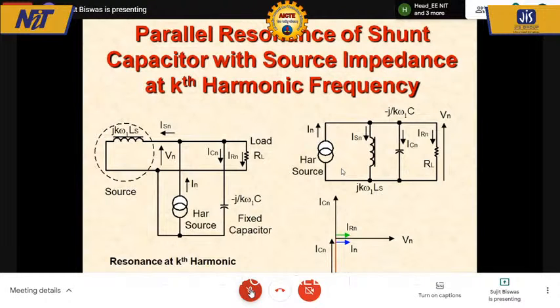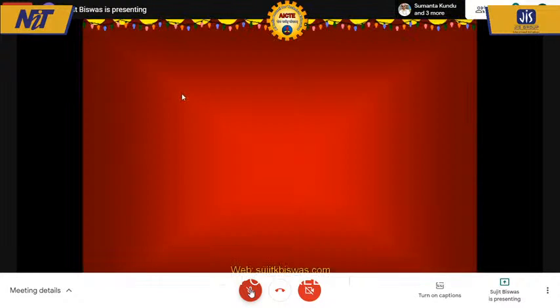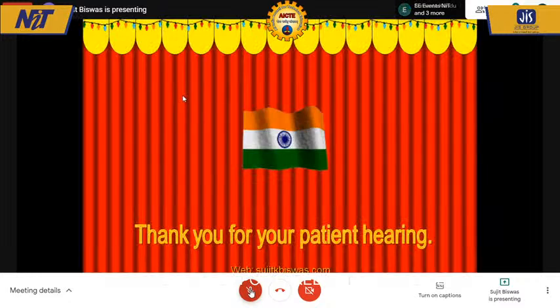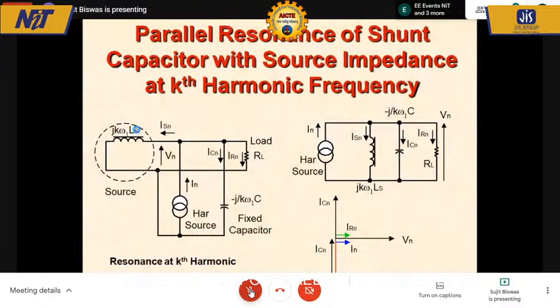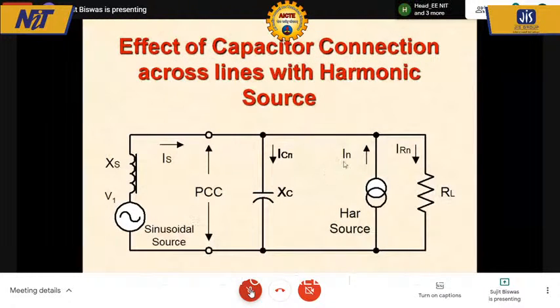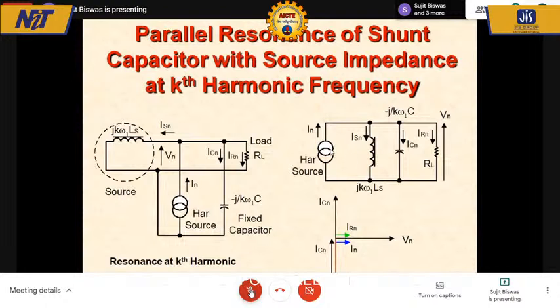What I'm trying to show you here is the equivalent circuit of the system at the kth harmonic. I have assumed a particular kth harmonic for this structure. n is the general word, it's the nth harmonic, but at a specific value of n equal to k, this is my structure, where I still have the harmonic source here connected across the line. I've just reshuffled the structure a little bit. I have the load resistance here, which is drawing current. I have the fixed capacitor here.